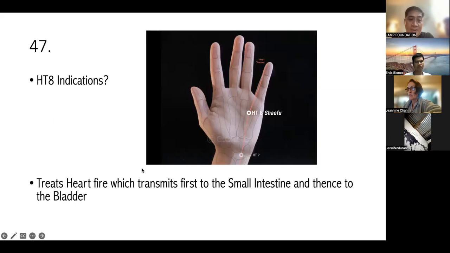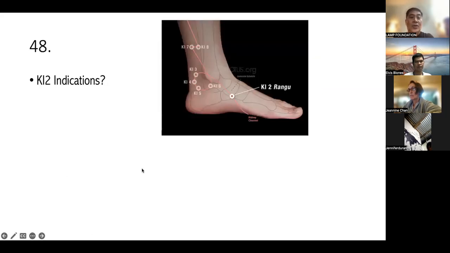And sino partner ni small intestine? In regards to polarity, di ba si bladder? Remember? The small intestine is actually called the small intestine channel of hand Taiyang, right? Ang partner niya si bladder channel of foot Taiyang. Diba? Okay. So, kidney 2.